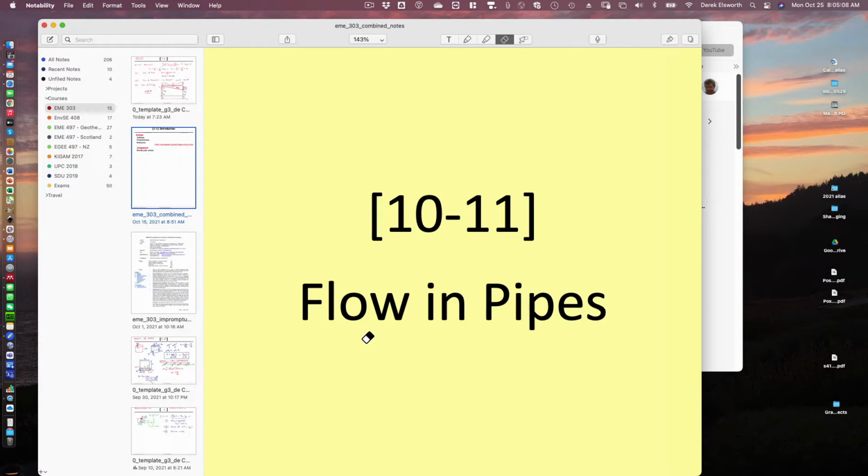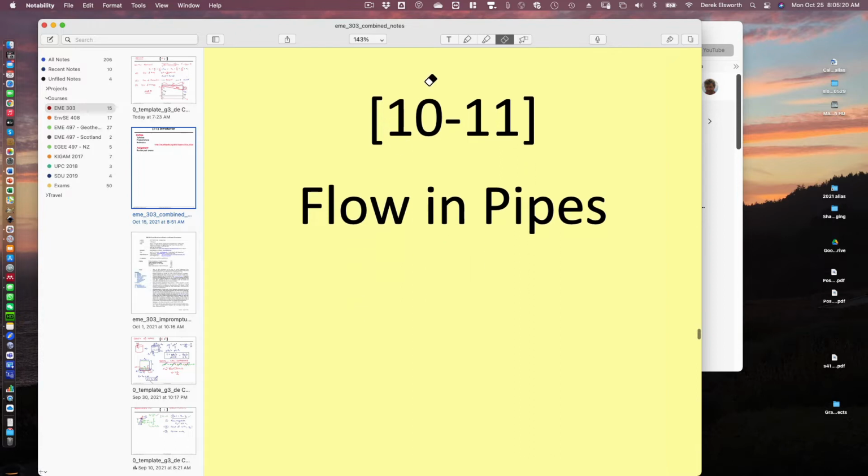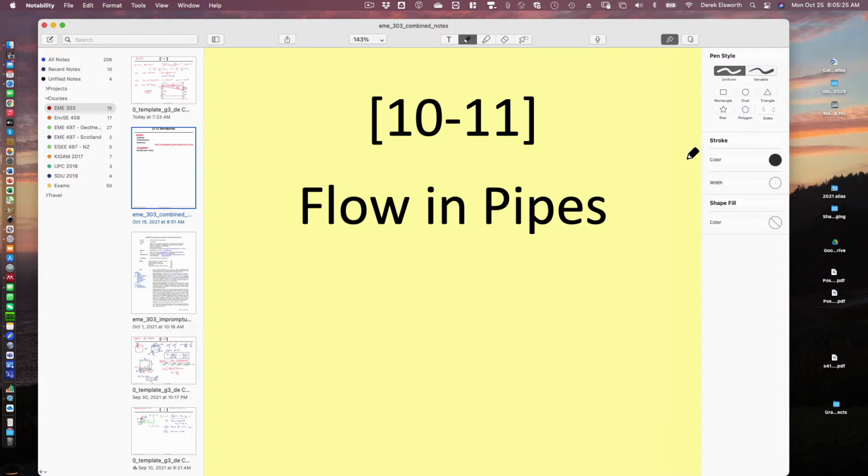And then finally, flow in open channels, which is like pipe flow, but the pipe is only half full. And so you don't have pressure driving the flow, you just have gravity driving the flow. So those are the things that we will look at in this final portion of the class.